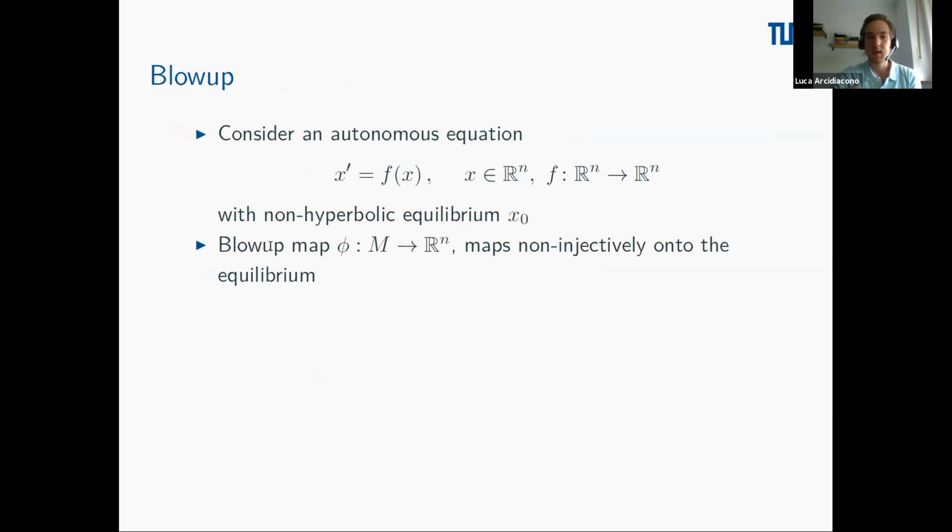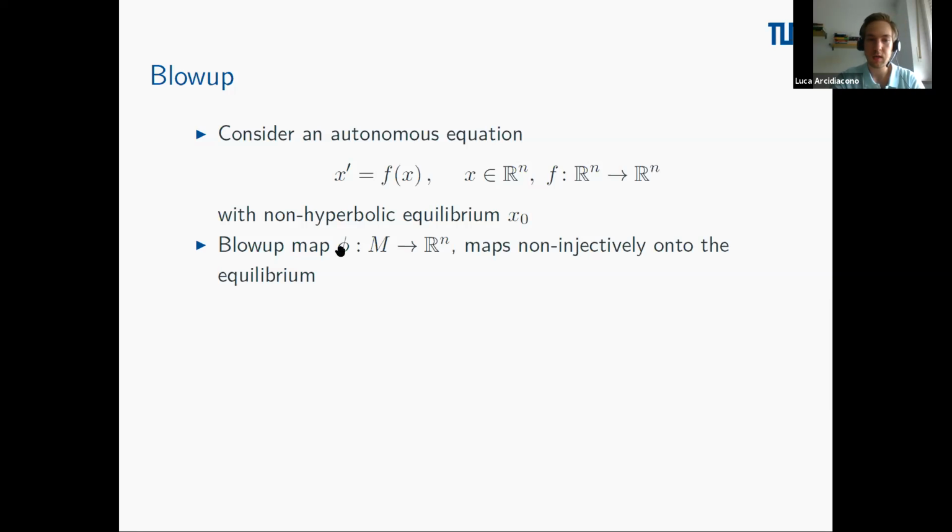So the Blowup method originated from algebraic geometry and was used to desingularize or to resolve singularities in algebraic varieties. Of course, we will not consider that here, but we'll look at a vector field, first an autonomous equation, just some generic equation which has a non-hyperbolic equilibrium point. And we will then use the Blowup method to desingularize this non-hyperbolic equilibrium point and turn it into something hyperbolic, which will then be easier to analyze.